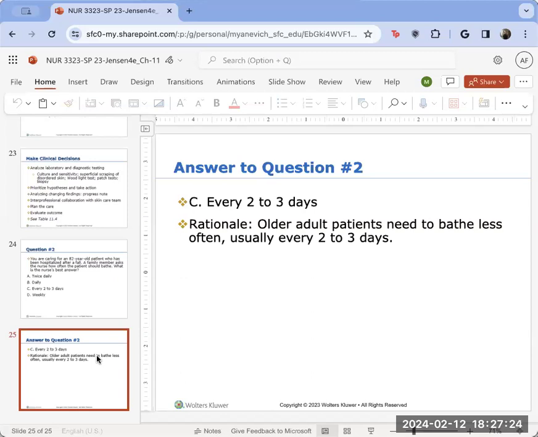Sorry, can you just slow down one second so I can write that down? Yes, no, that's okay. Yeah, stop me if I'm going too fast.